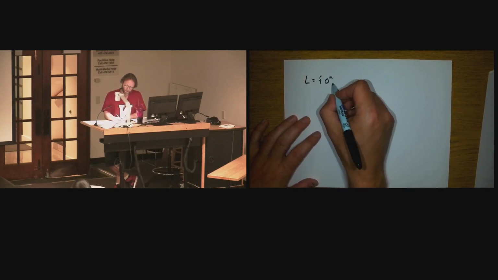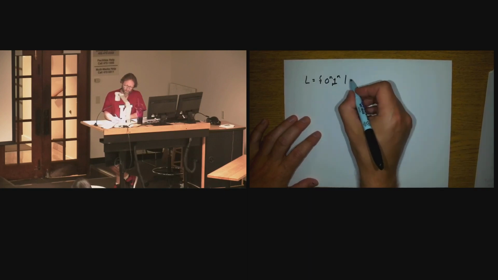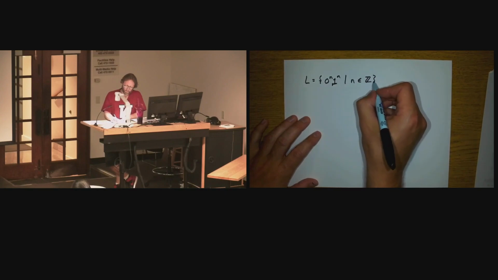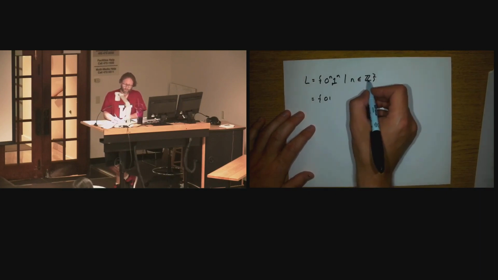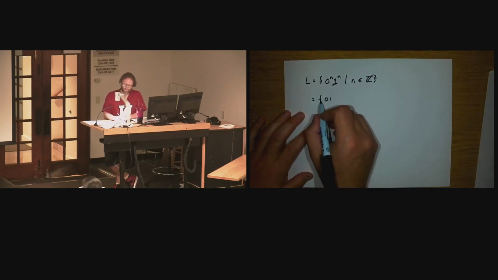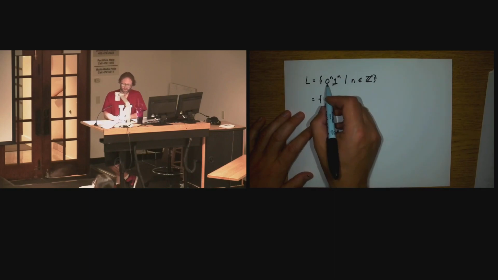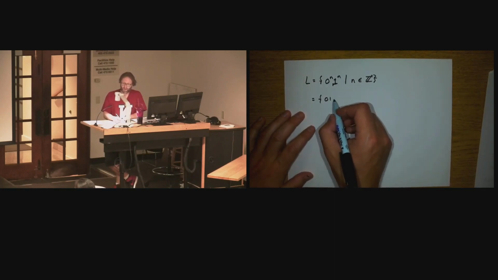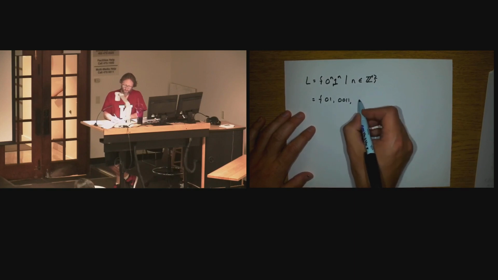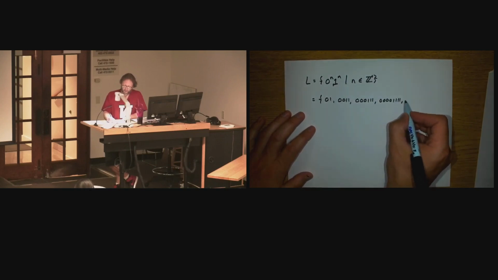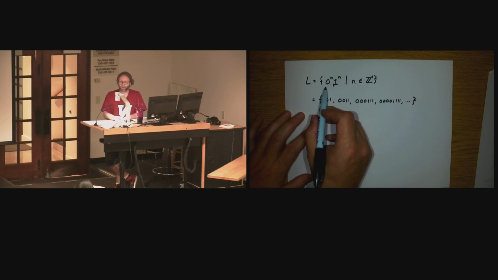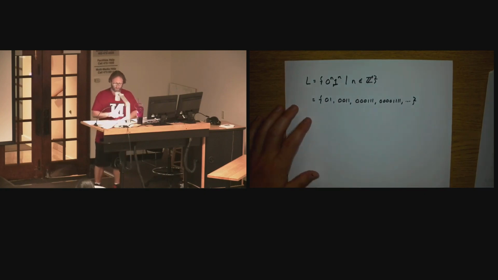0 to the n and 1 to the n, such that n is an integer. For example, this would include 0, 1. You could argue whether or not it includes the empty string, so I guess we'll say a positive integer and exclude the empty string. 0, 0, 1, 1. 0, 0, 0, 1, 1, 1. You see the pattern of what I'm trying to get at here. This is all strings that consist of zeros followed by ones such that they're the same number of them. This is kind of a counting problem.